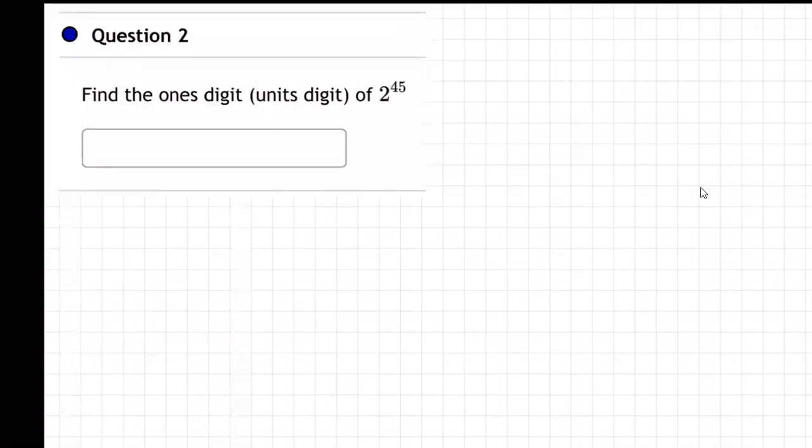So same kind of question. This one is saying the ones digit. So ones digit means the last digit, right? Like if you have 73,286, it means that digit. It's the last digit for 2 to the 45th power.